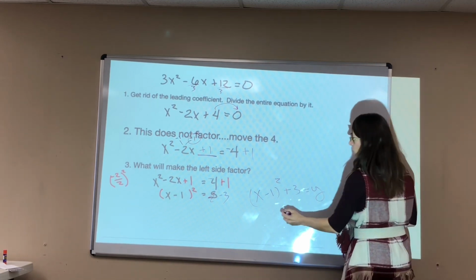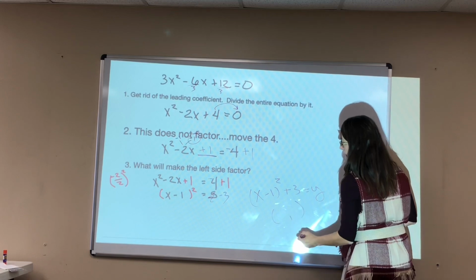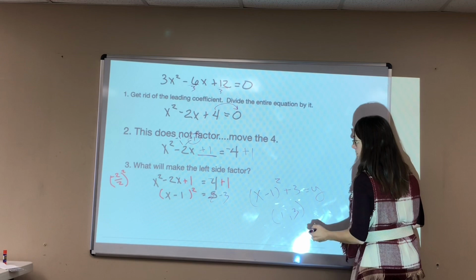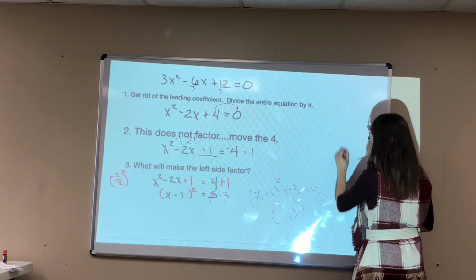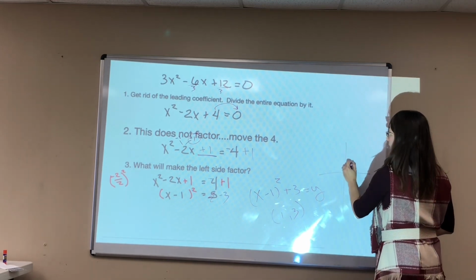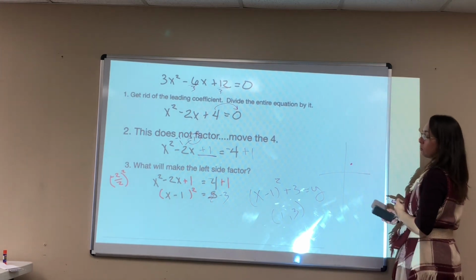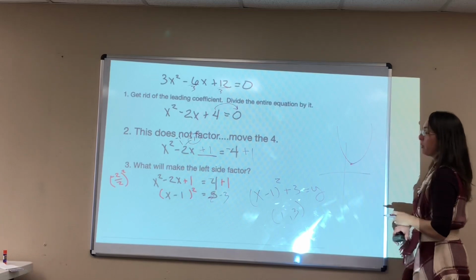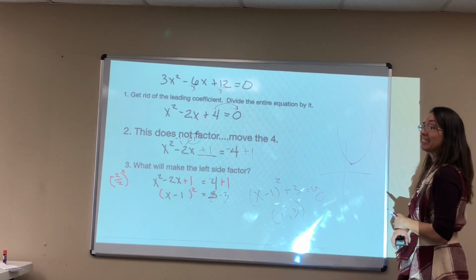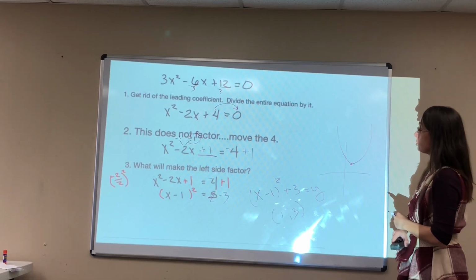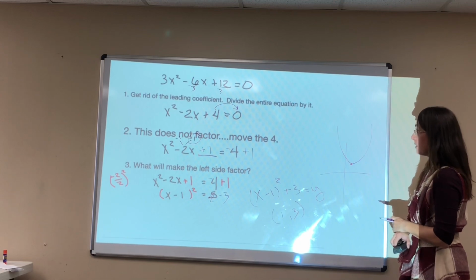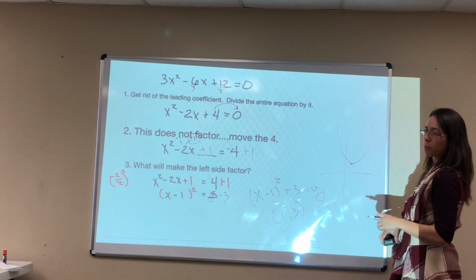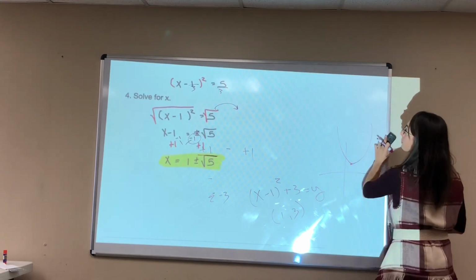Where is my vertex located? Negative 1? Well, no, just 1. Sorry, just 1 and then positive 3. Okay, that is where my vertex is located. Okay, what direction does it go? It opens up. How many solutions do we have? 0. 0 solutions for this one. Right? So we found our vertex, but we won't have any real solutions here. They're going to be imaginary.